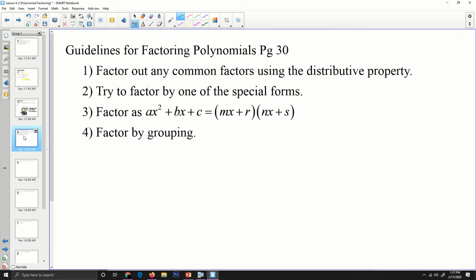So if we're going to do any kind of guidelines for factoring polynomials, the first one that you always want to try, and sometimes it doesn't work and sometimes it does, is to factor out common factors first. That is the first thing. Then you want to look for one of the special forms. Factor as if it were in binomial or quadratic form, and then factor by grouping. So let's look at some more examples and see when we can use those guidelines.